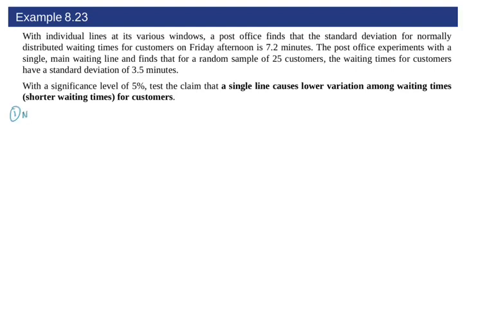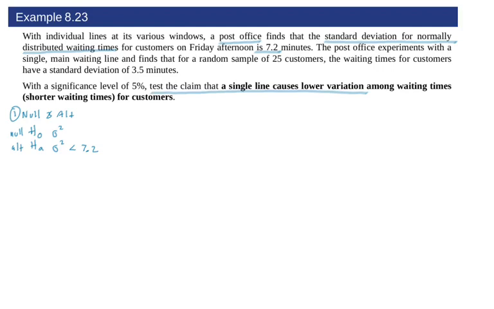So let's go ahead and go through the null and alternative here. And we're going to go ahead and write it as sigma squared, so the variance. And the claim here is to test a claim that a single line causes lower variation. So that's going to be a less than.